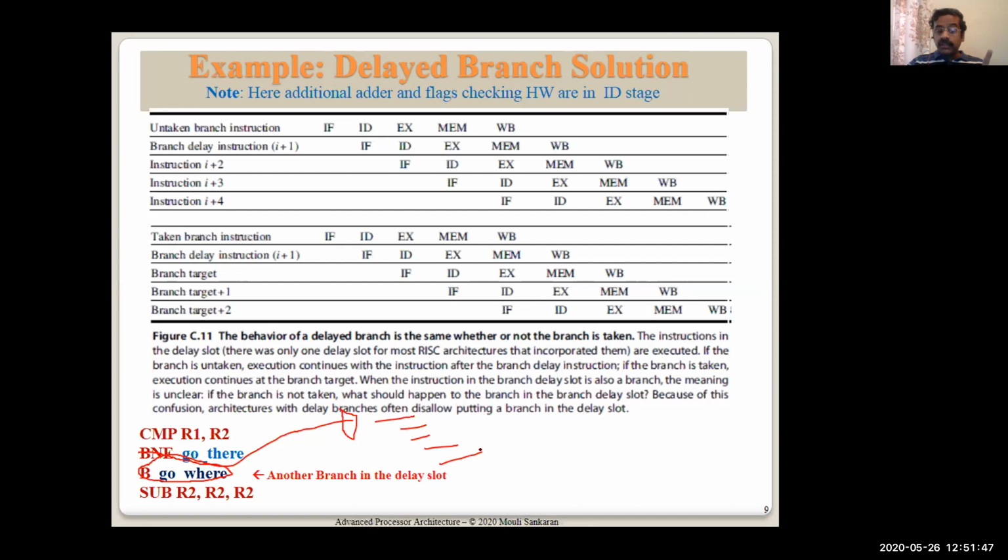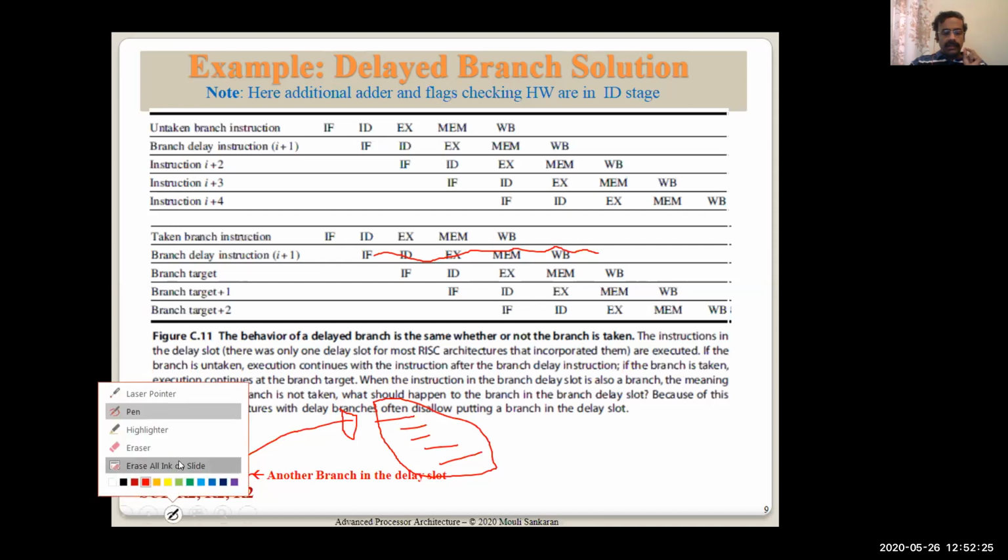Remember, our intent was, if a branch is taken, to go to the target address here and execute some instruction. But I told the compiler guys, hey, put some delay instruction in this slot so that I will execute it without any problem in the pipeline. I don't want to waste the pipeline. Now the compiler by mistake has picked up another branch instruction into the slot. What will happen? It's like a deadlock.